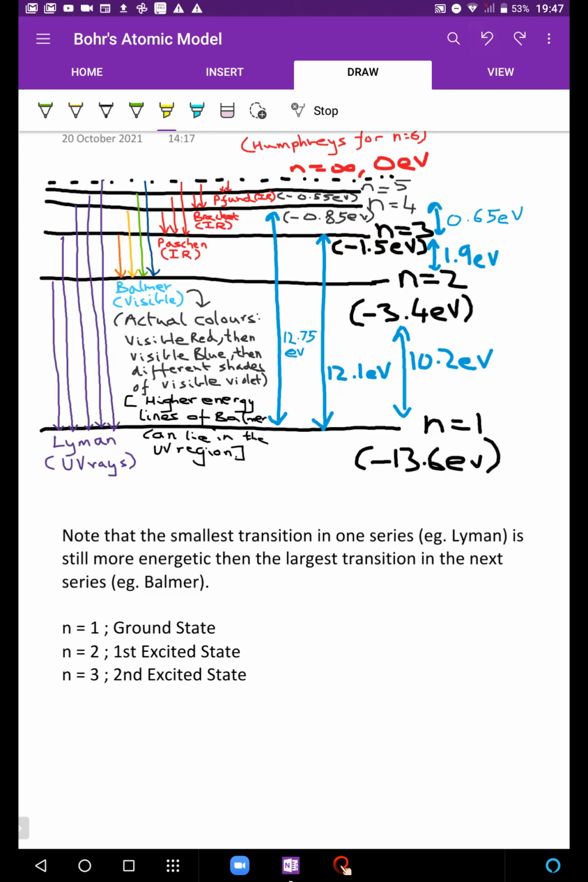So the idea is, here also Paschen's smallest jump is still bigger than Brackett's biggest jump. 4 to 3 is bigger than infinity to 4. So I've written that over here. The smallest transition in one series, for example Lyman's smallest transition, is still more energetic than the largest transition in the next series. So Lyman's smallest transition is more energetic than Balmer's largest transition. Lyman is therefore entirely ultraviolet, then Balmer is predominantly in the visible region, and at the end, as we discussed, a little ultraviolet, still of lower energy than these.